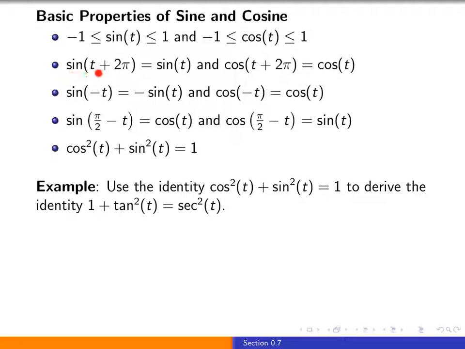Additionally, sine of t plus 2 pi is sine of t, cosine of t plus 2 pi is cosine of t. As we'll discuss in the next video, this is just a way of saying that sine and cosine are periodic functions with period 2 pi.